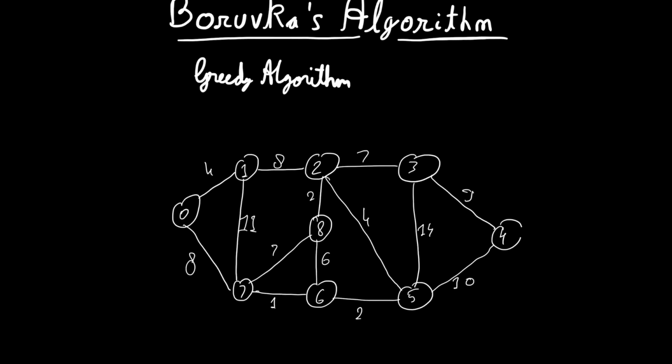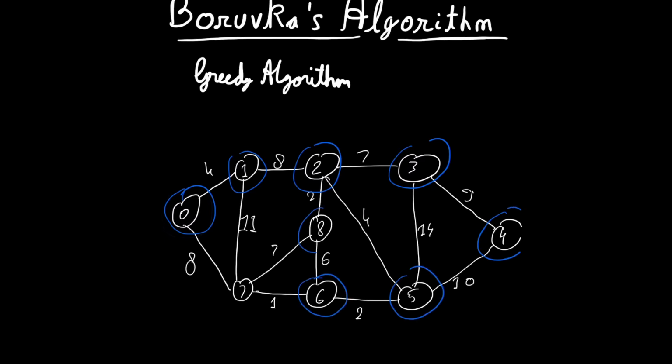Now we'll be initializing an empty MST. The MST will be empty, and every vertex we will take as a single component. So 0 will be an individual component, 1 will be an individual component, 2 will be an individual component, 3 will be an individual component, and so on. Every one of these nodes will be taken as an individual component. And now for every component, we will find the cheapest edge that connects it to some other component.